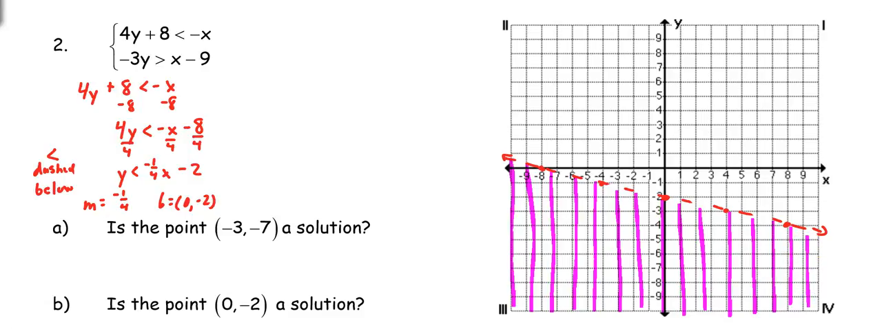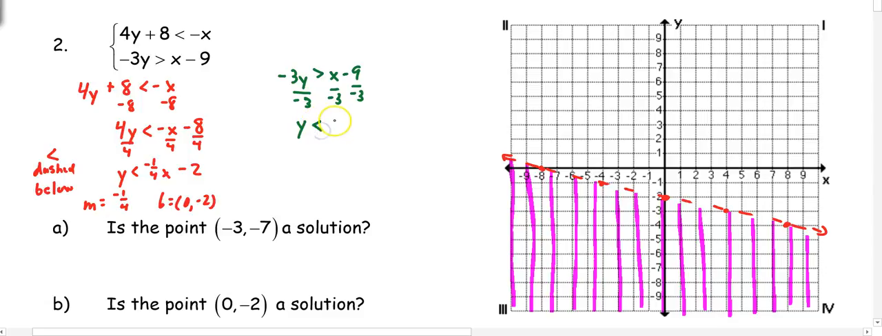Then our next equation that we have is negative 3y is greater than x minus 9. So in order to get y by itself, we are going to divide everything by negative 3. Remember, when we divide by a negative number, we have to flip our inequality sign. So we now have y is less than negative 1/3 x plus 3.